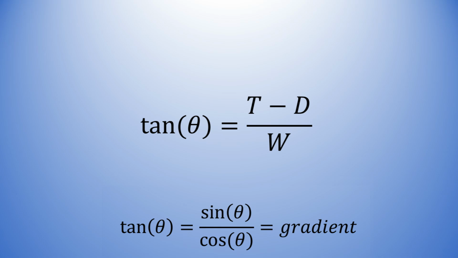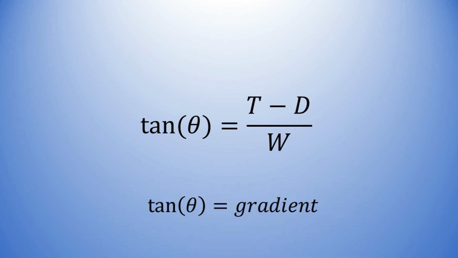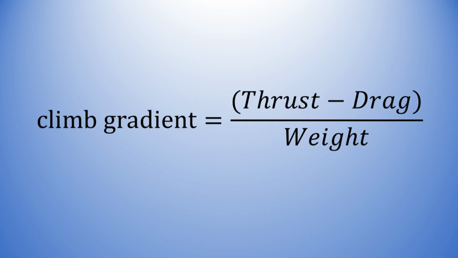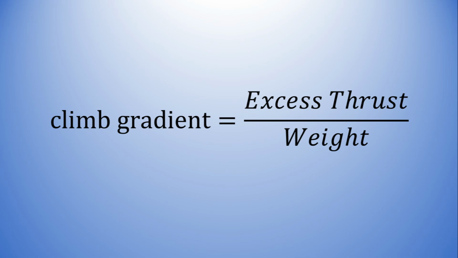And tangent is the gradient of sine and cosine. By definition, gradient is the ratio of vertical rise to horizontal distance. So we can assume that tangent is equal to the climb gradient. We now arrive at the final formula. The climb gradient equals thrust minus drag divided by weight. This formula highlights the relationship between the forces acting on the aircraft during climb. More simply put, more excess thrust equals a steeper climb.